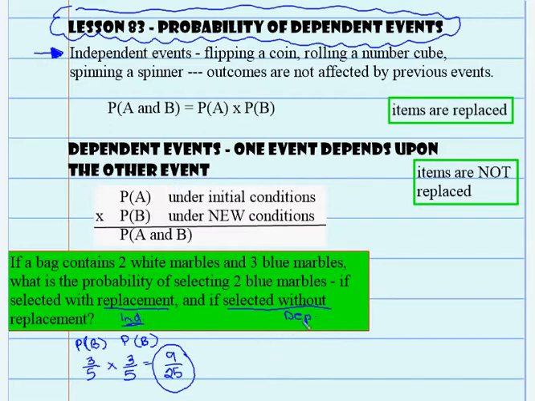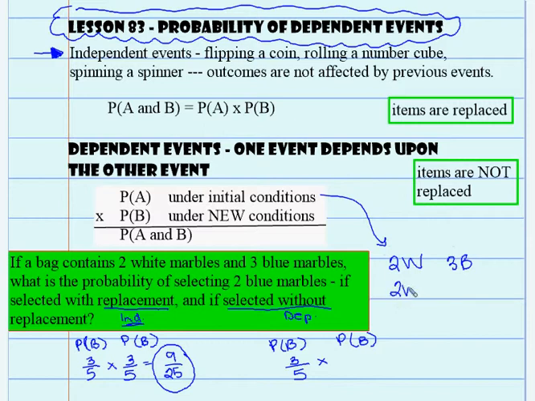Now if I do not replace them, I need to do the probability of event A under the initial conditions. So I want a blue marble. What is the probability of getting a blue marble? It's 3 out of 5 marbles in the bag, right? Well, what is the probability of getting another blue marble? I did not put that blue marble back, so I had 2 white and 3 blue. That was the initial conditions.